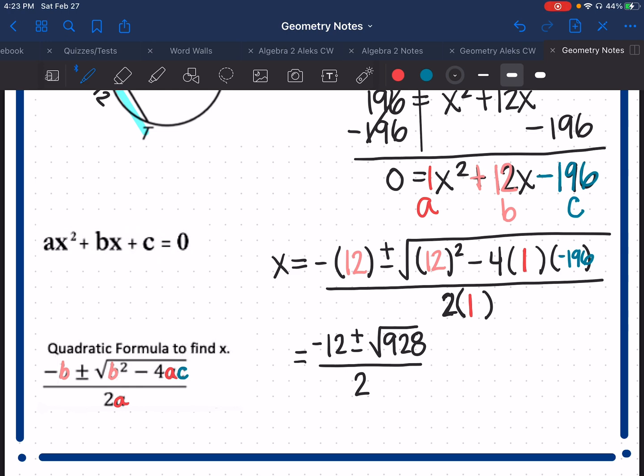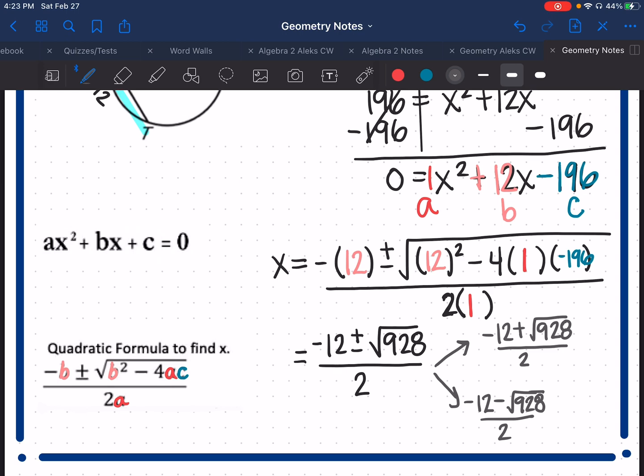Now, what actually happens here is we have two distinct answers. This plus and this minus say that we need to split our problem. We're now going to have to split our problem into 2. And in the calculator, we're going to put negative 12 plus the square root of 928. I don't know if it's a whole number or not. And then we're going to put negative 12 minus the square root of 928 divided by 2.